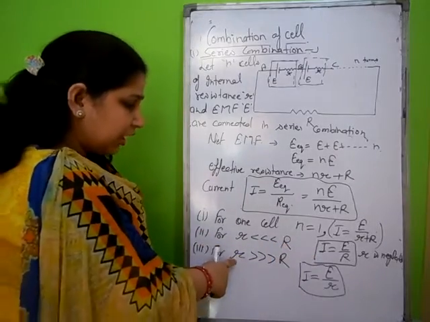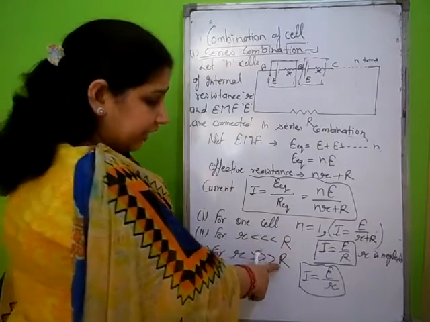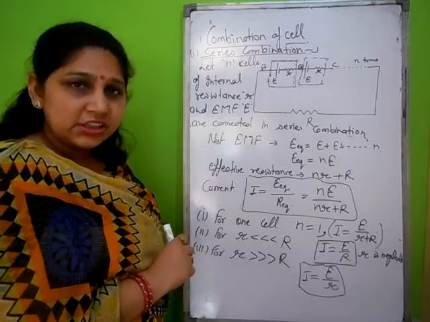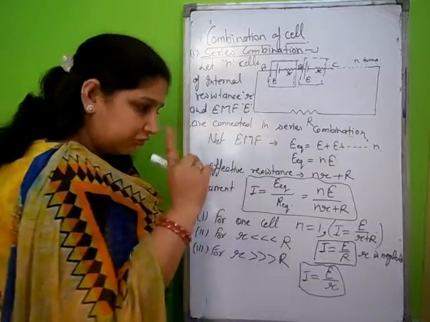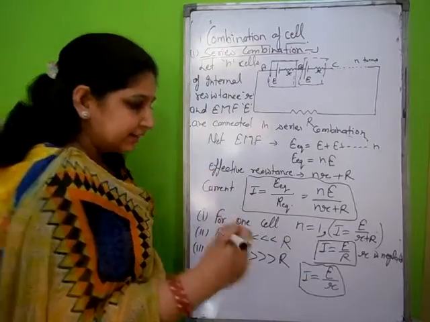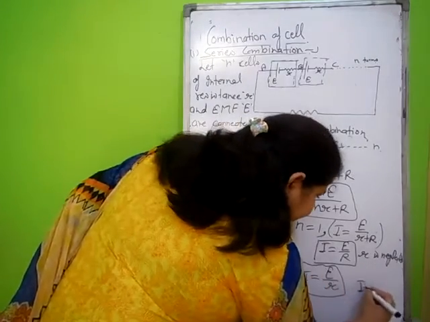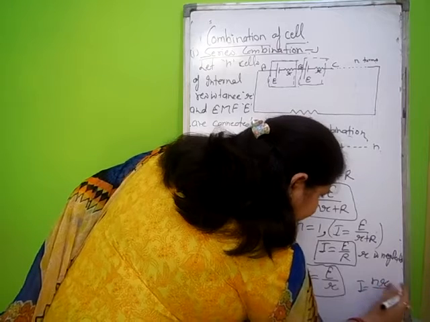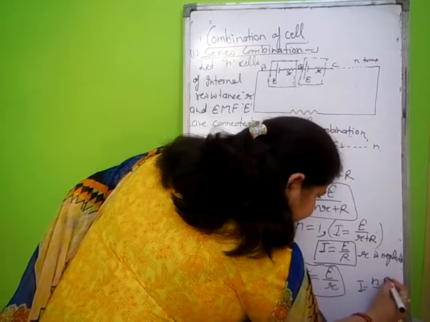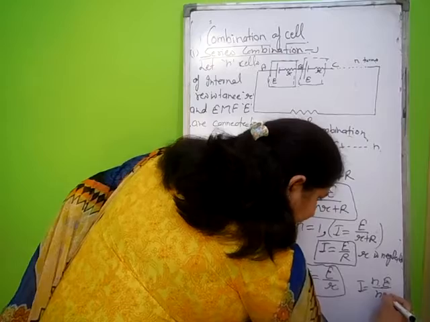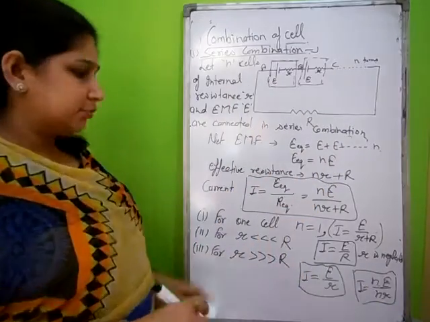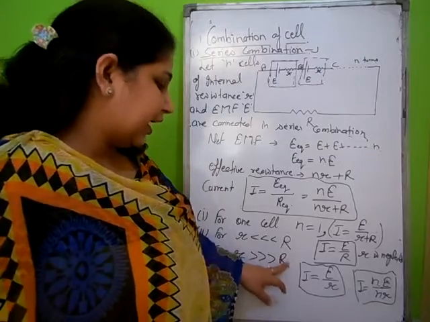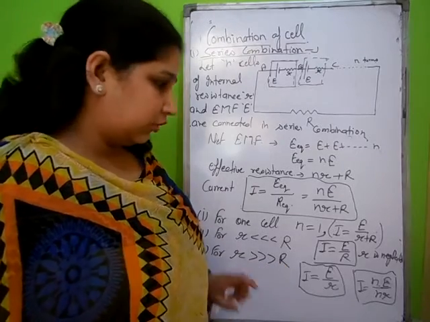If small r is much greater than capital R, that is, capital R is much smaller than the internal resistance of the cell, then we write the formula I = E/r for one cell, and if we have n cells, then I = nE/nr. This is the total current passing through the circuit when capital R is much smaller than small r. Got it?